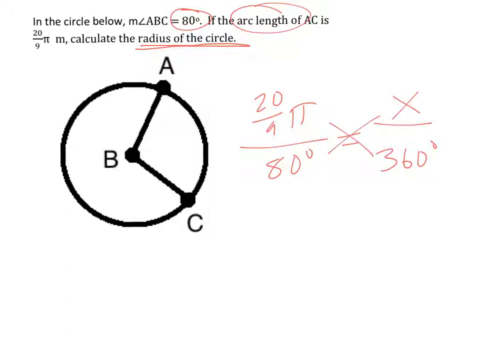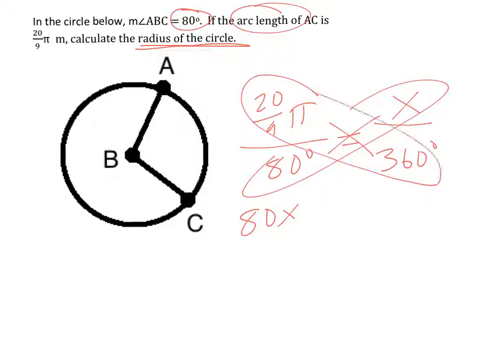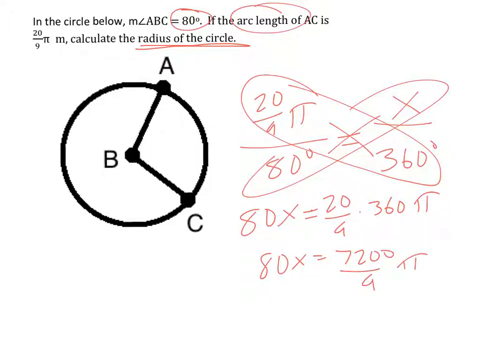So we're going to do this. So we'll cross multiply. So 80 times x is 80x. 20 over 9 times 360 pi. And again, this is mathematically easier with a calculator, but we'll do some simplification. So 80x equals 20 times 360. 360 times 2 is 720. So times 20 would be 7,200 pi over 9.